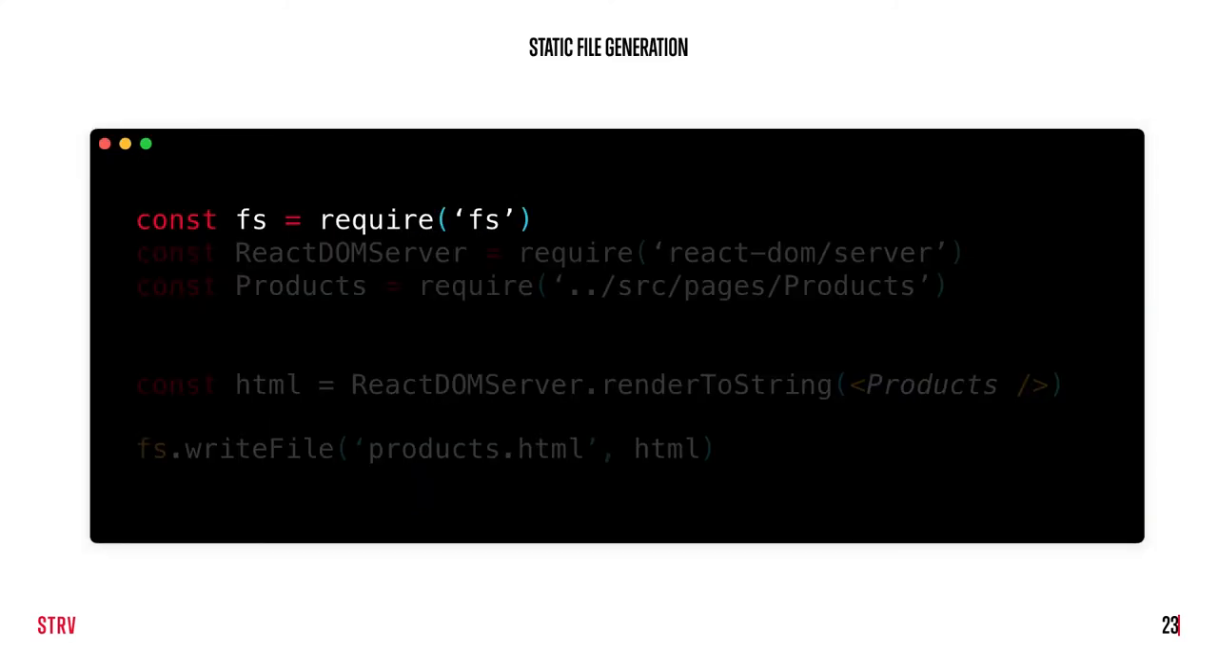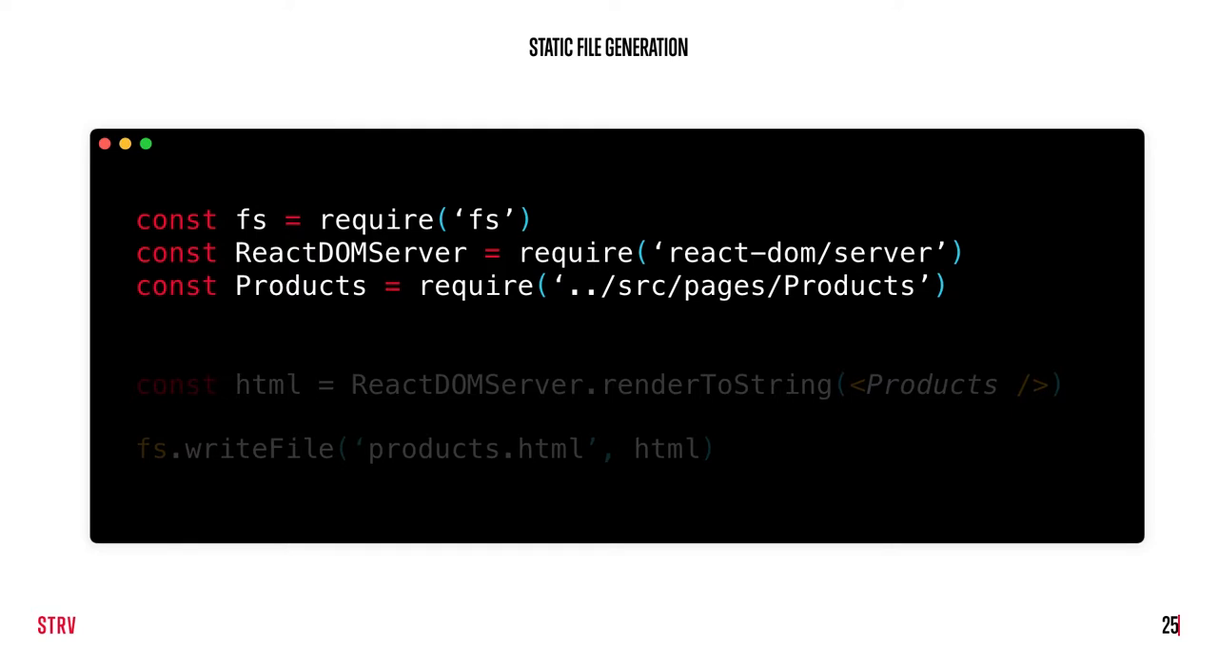So let's take a look at how we can create a static file, like an HTML, from our JavaScript. In Node.js, there is a module called fs, which allows us to read and write into the file system. Then let's say we import this module called react-dom/server. As you see, it's the same ReactDOM, it comes with it, it's just slash server. And then let's say we import one of our pages, we have many in this project, but let's say we just import products.